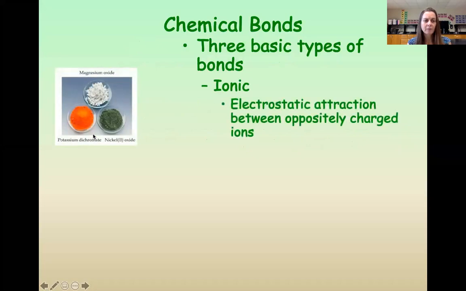So our first type of bond is an ionic bond. Ionic bonds are formed by electrostatic attraction between oppositely charged ions. So we have to have ions first. So that means that electrons have to be transferred from one atom to another in order to form ions. And then the attraction between the two is based on the attraction of two oppositely charged ions.